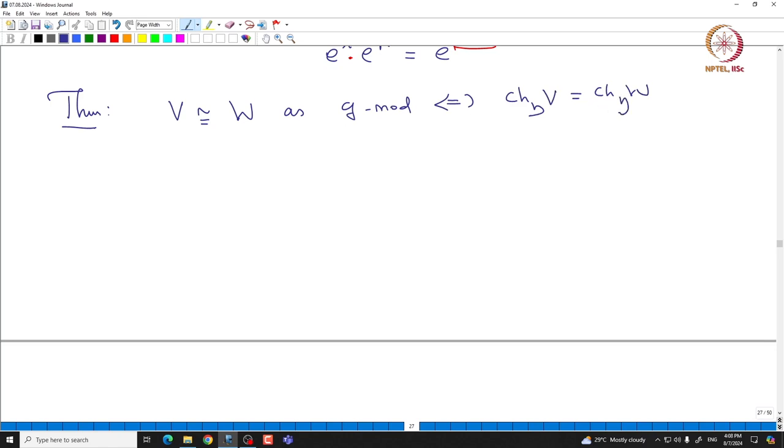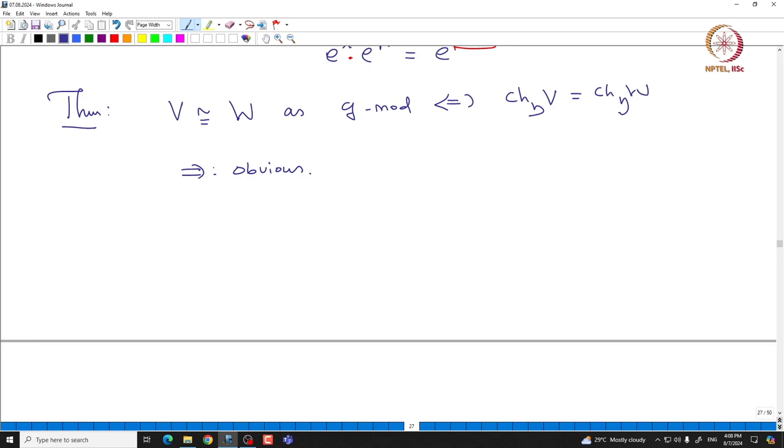So one way is obvious. If two representations are isomorphic as G modules, then the sets of weights coming from those two representations will be identical and the weight multiplicities will be the same. That is why the character will be the same. But for the converse, we need to work a bit more.